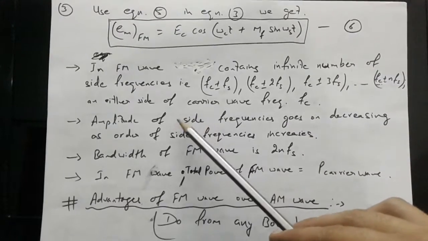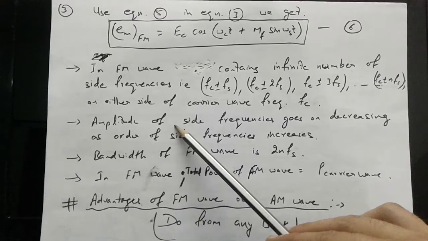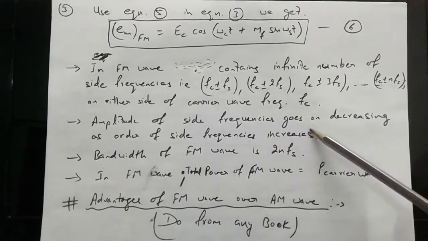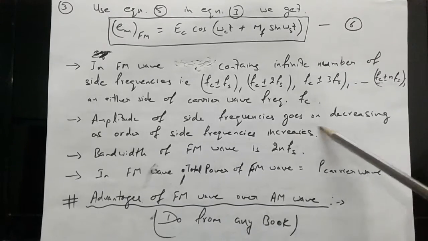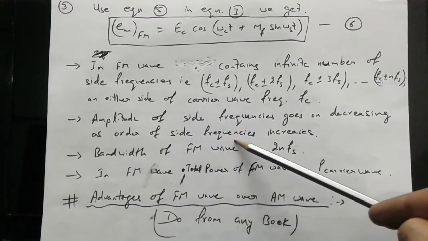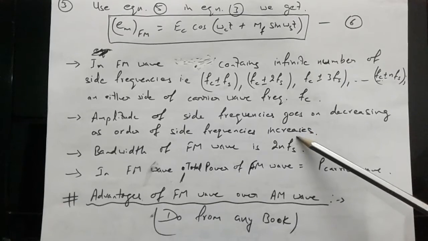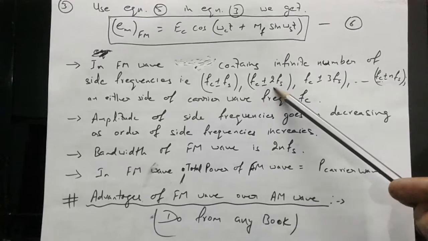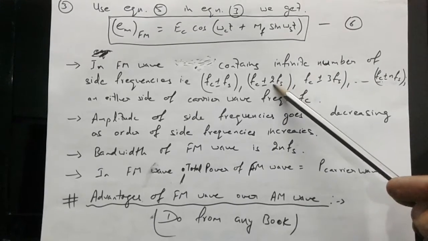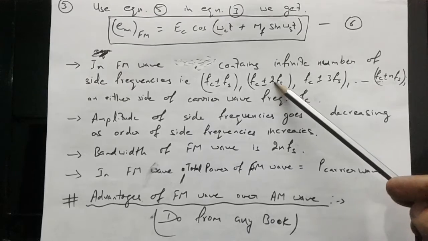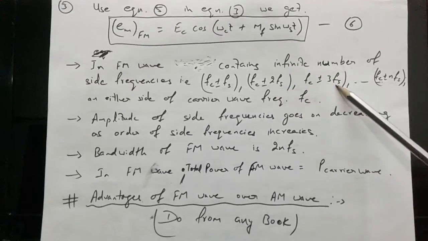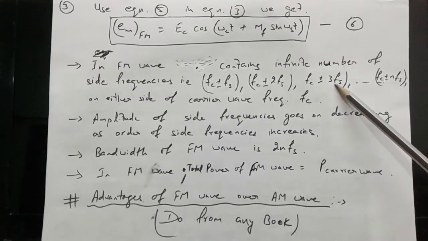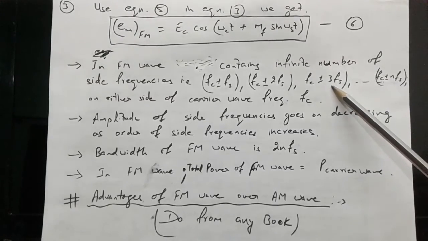Another thing you should notice is the amplitude of side frequencies, they go on decreasing as the order of the side frequencies increases. So this is another point you must remember, that the side frequencies, as their order increases, as you can see here, when it becomes 2Fs, 3Fs and up to NFs, the amplitude of the side frequencies goes on decreasing.